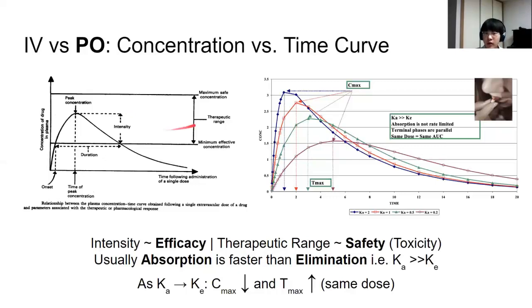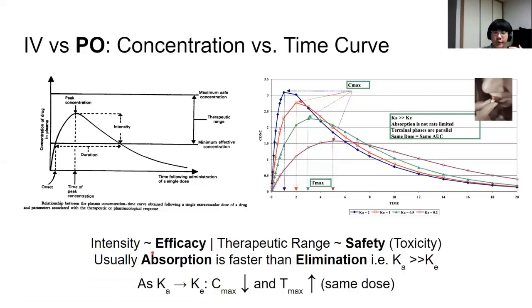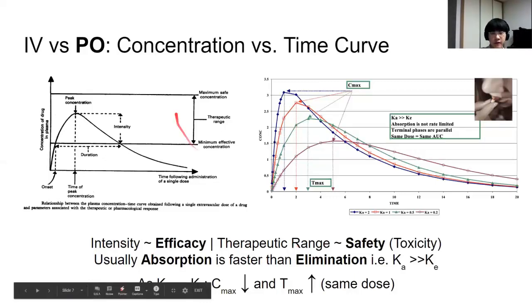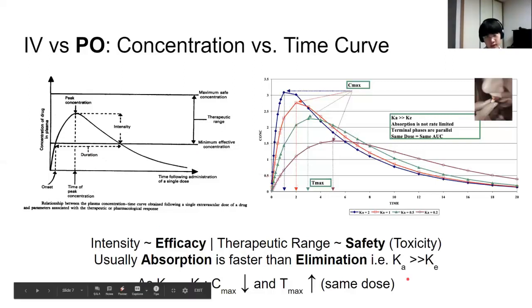As you can see here, the intensity shows the efficacy of the drug, and the therapeutic range looks at the safety side. For example, very toxic drugs will not have as wide a therapeutic range as non-toxic ones, because with toxic ones you shouldn't get a lot of them in the first place. Usually absorption is much faster than elimination. This is also notated as K of absorption, K_a, being much greater than K of elimination, K_e.